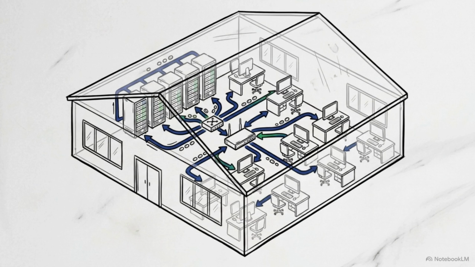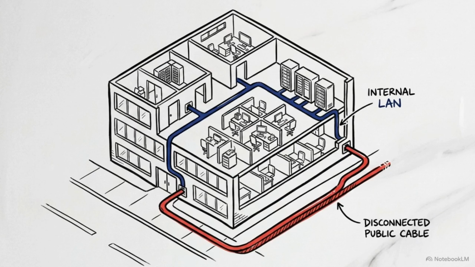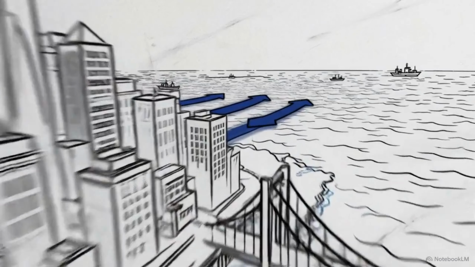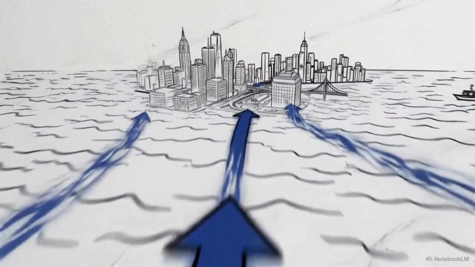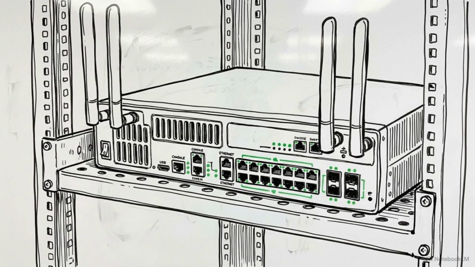Switches and access points do an excellent job of organizing a local area network, but they are completely blind to the outside world. They lack the map to send data outside their own building. So, what happens when your local laptop needs to pull a web page from a completely different network halfway across the world? That job falls to the router.